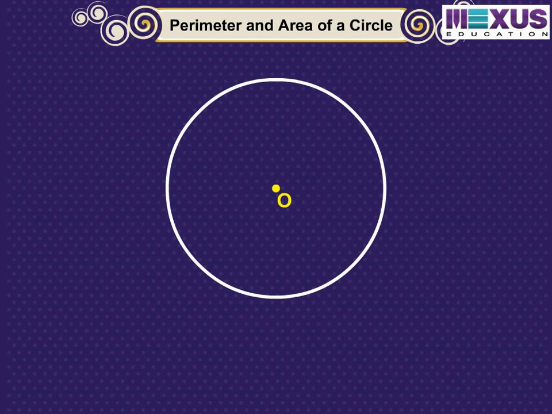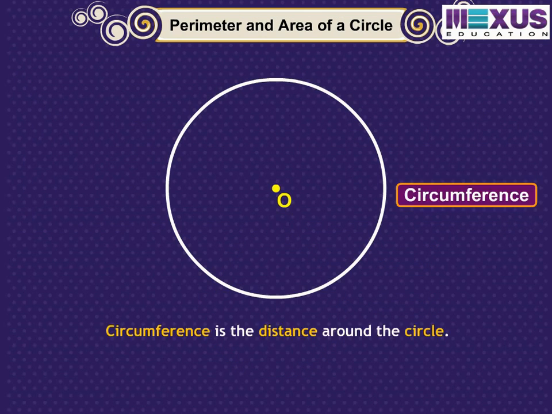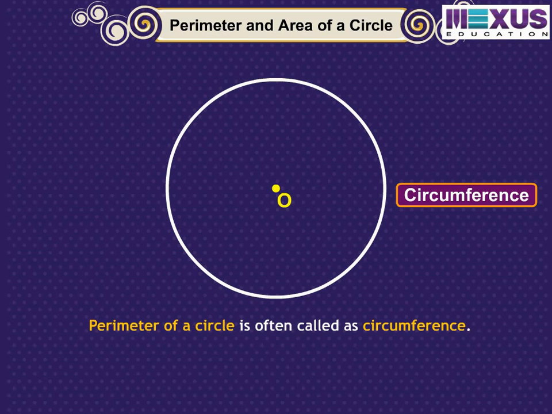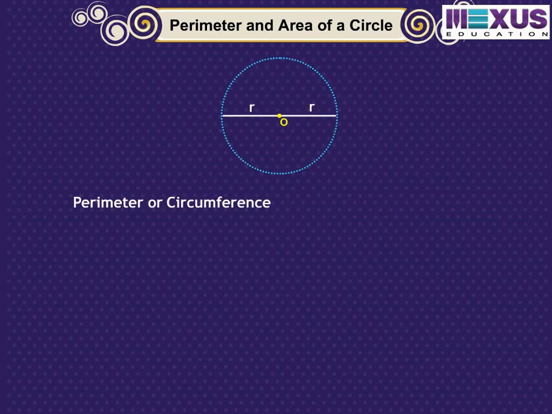Do you remember the circumference? Yes, the circumference is the distance around the circle. Perimeter of a circle is often called the circumference. Perimeter or circumference is proportional to the diameter and the radius of a circle.